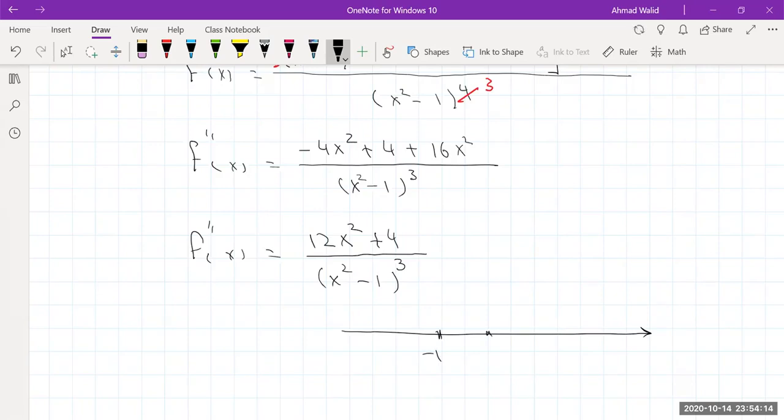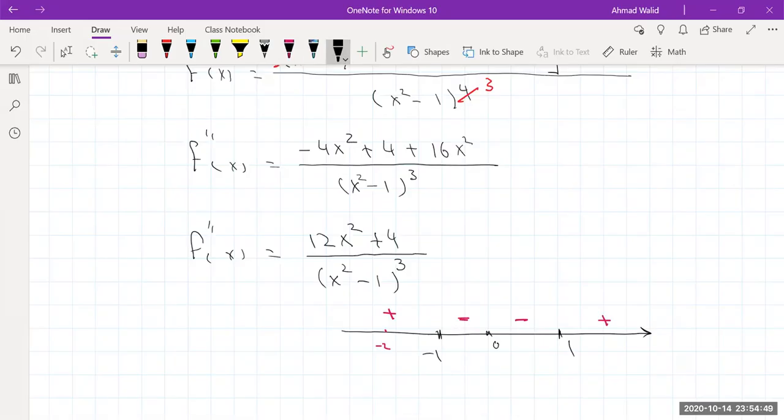Negative 1, 0, 1. Interval of concavity. Pick a number from this region, for example, negative 2, right? Plug it here in this function, and I'm sure you end up with a positive sign. Pick a number between negative 1 and 0, for example, negative 0.5, you will end up with a negative sign. Here also negative, and here also positive.